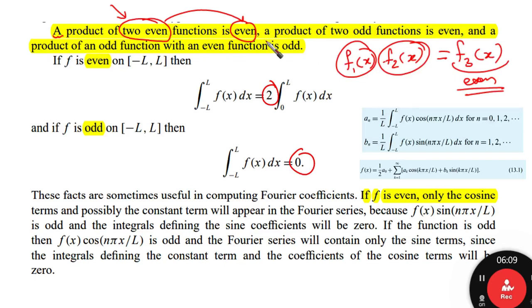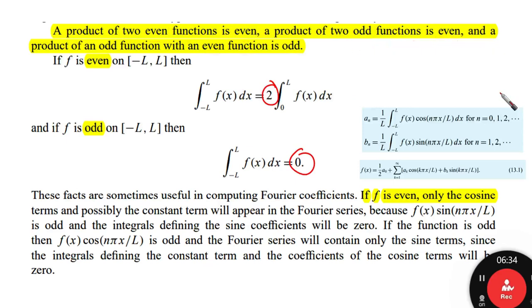Okay, and a product of two odd functions is even. Also, if this function is odd and this function is odd, then the output is going to be even. Okay, and a product of an odd function with an even function is odd. If we have one odd function and the other one is even, then the output is going to be an odd function. Okay, so we can clear and put it like this.